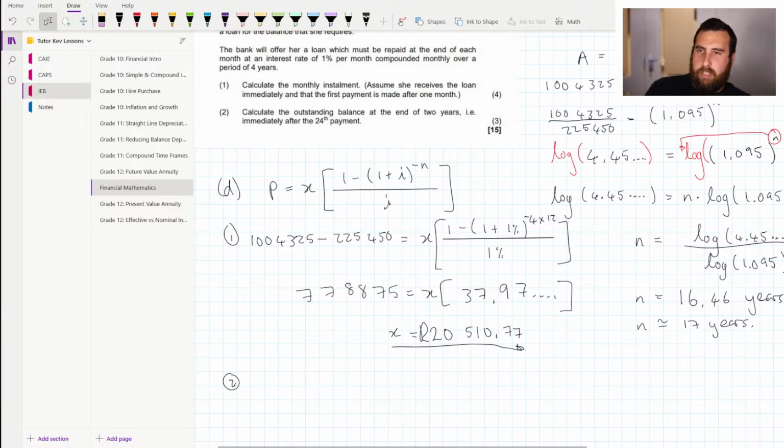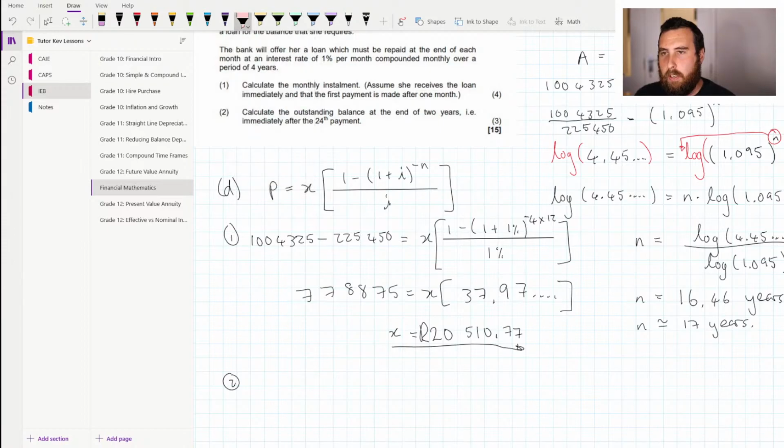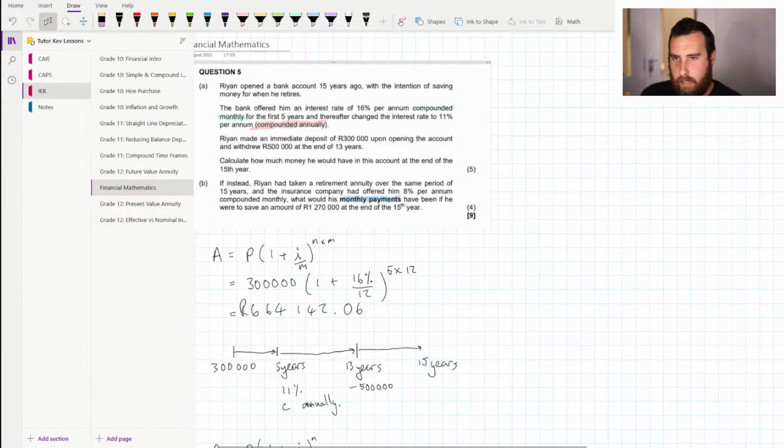Right, so then part 2, they say, calculate the outstanding balance at the end of 2 years, i.e. immediately after the 24th payment. Sorry if you already explained, but why 1% not divided by 12 for monthly? Cool, no problem. So the secret here is that they're saying 1% per month, compounded monthly. Okay, that's the difference. If you look at the previous questions, they say it is compounded monthly, okay, but it's 16% per annum. You see the difference?